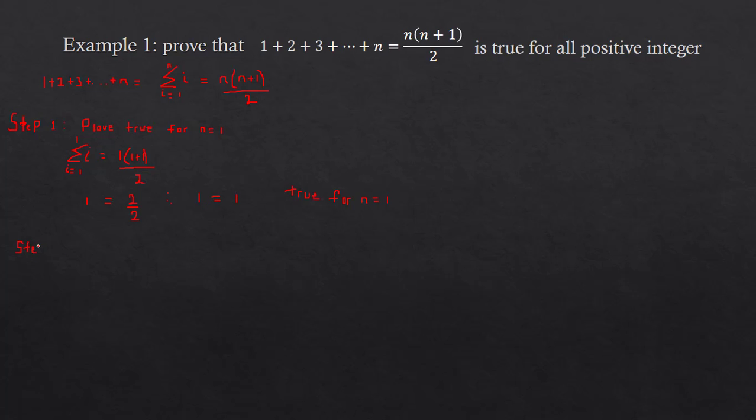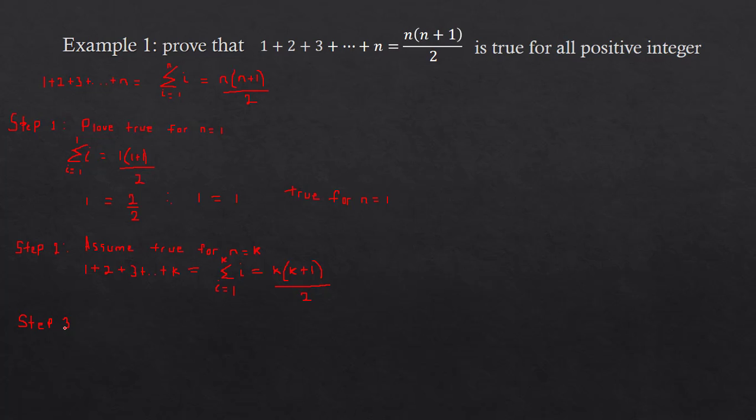So now for step 2, we have our assumption, and we need to assume true for n equal k. The summation of i equals 1 up to k is equal to k times k plus 1, sorry, over 2.